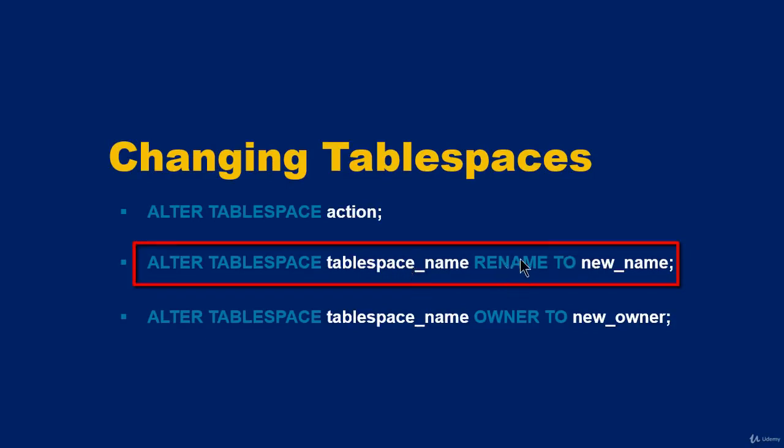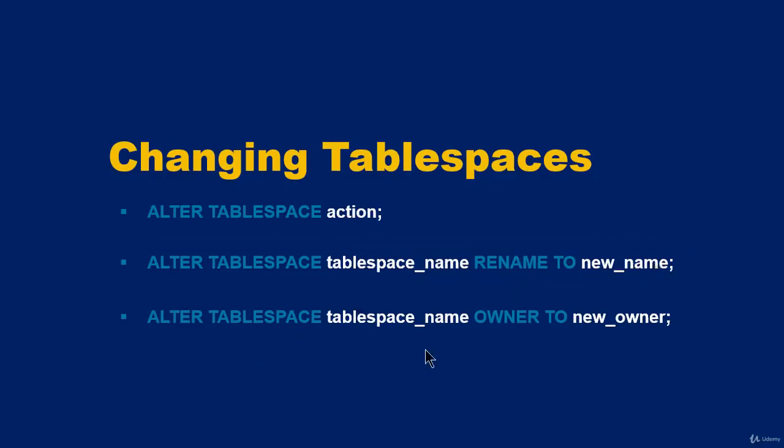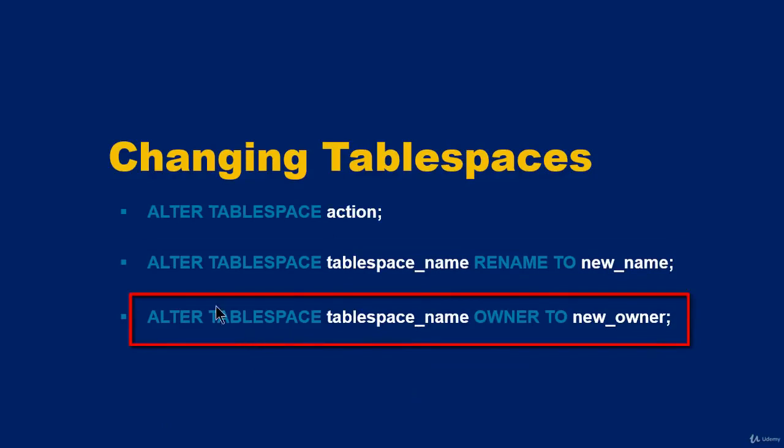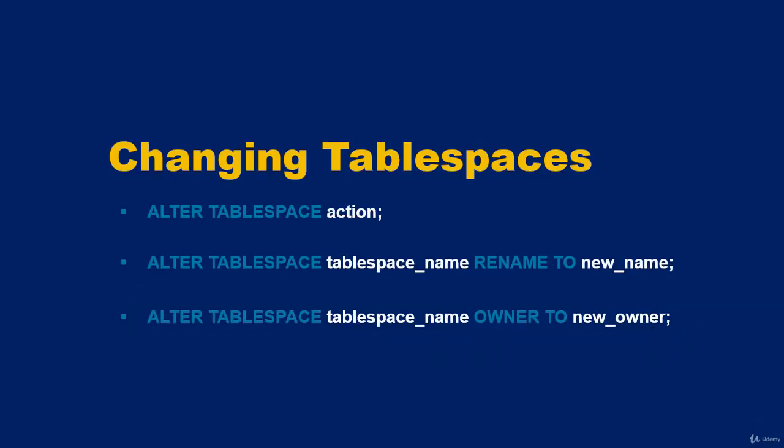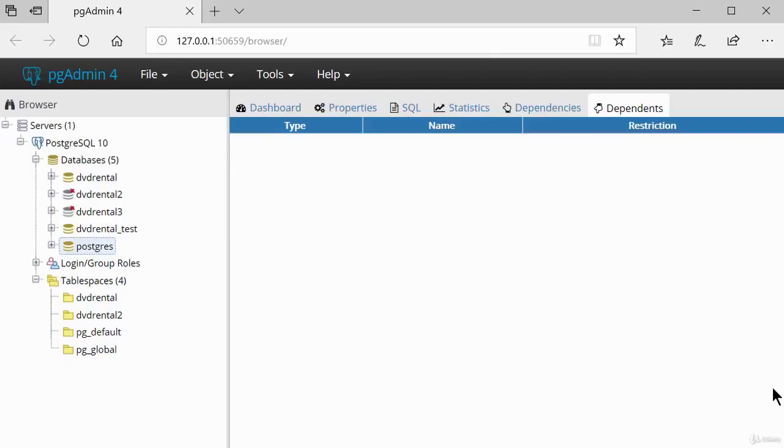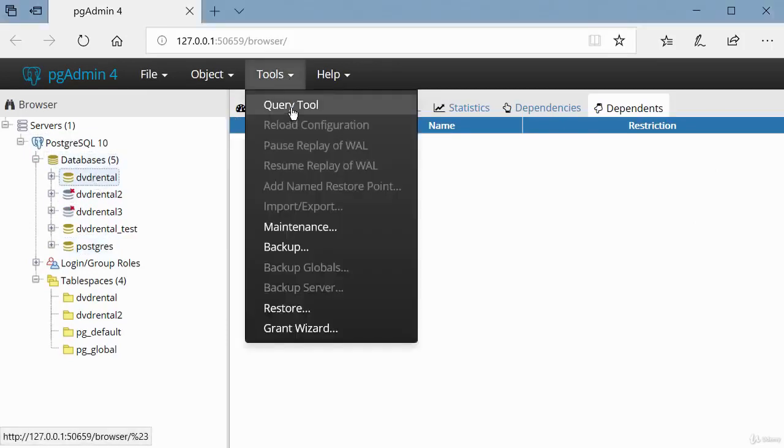To change the name of a table space, you use the statement alter table space followed by the name of the table space you're trying to modify, and then you use the rename to, and then you specify a new name. You can also change the owner of a table space by using this statement here. Specify the table space name, and then you use owner to, and then you specify the new owner.